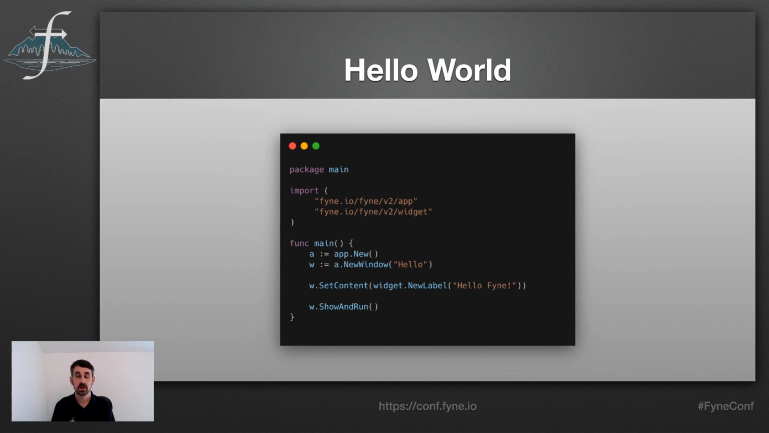This is our hello world code. It's pretty straightforward. We just import the app and widget packages, and much like the markdown illustration in the previous presentation, we just create a new application and a new window inside that application, and in this case we set the content to be a new label widget that just says hello Fyne, and we say show and run, a helpful shortcut for show the window and run my application.